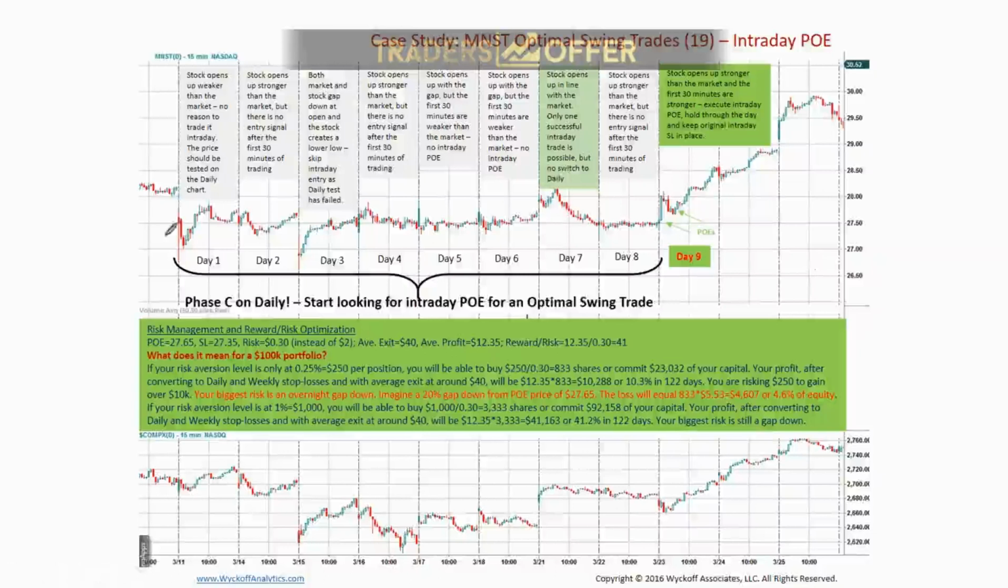So on the first day, there's a lot of supply that requires testing, so I don't want to come in on day number 1. Second day, there is some kind of testing here, but there is no entry signal after the first 30 minutes of trading. And this is one of the requirements that I have for the day trading technique that I use for stocks.